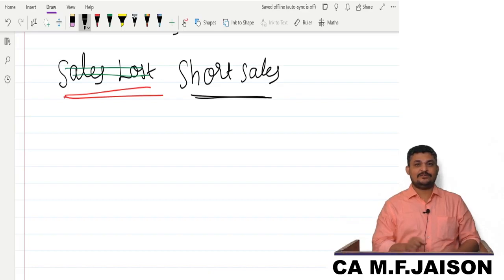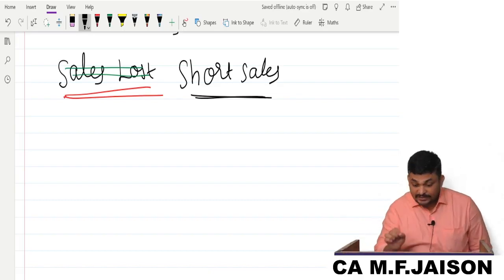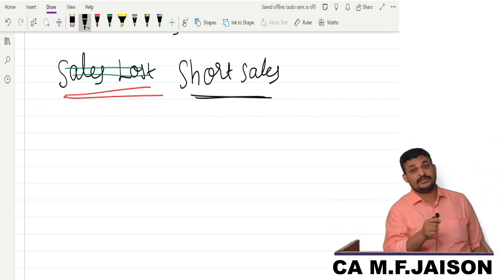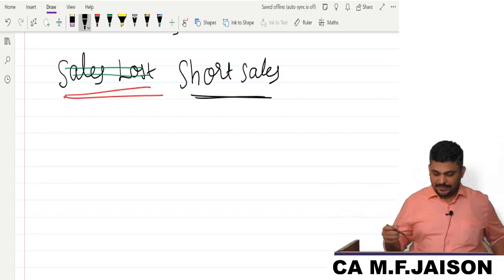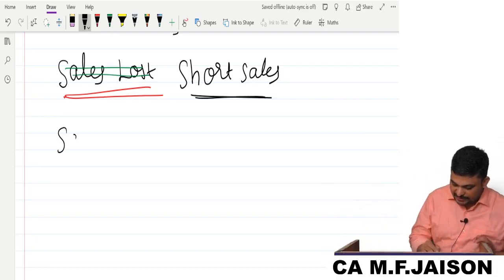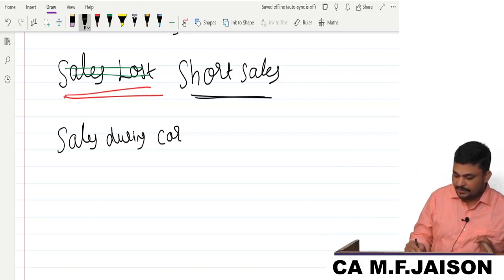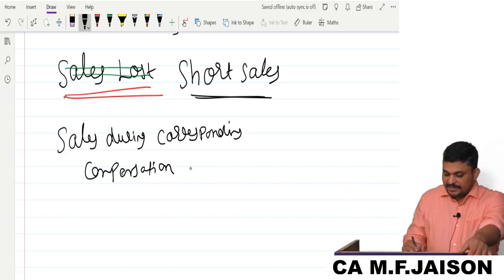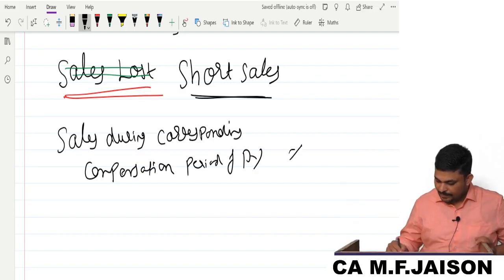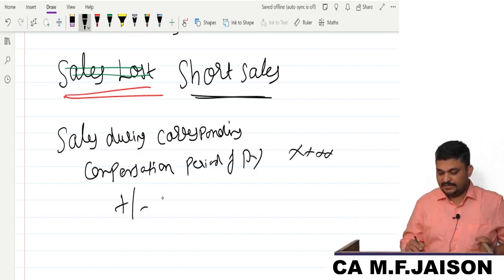What is the claim? Claim is gross profit on short sales during the compensation period. So how to calculate short sales? It is sales during the corresponding compensation period of previous year, plus or minus trend.